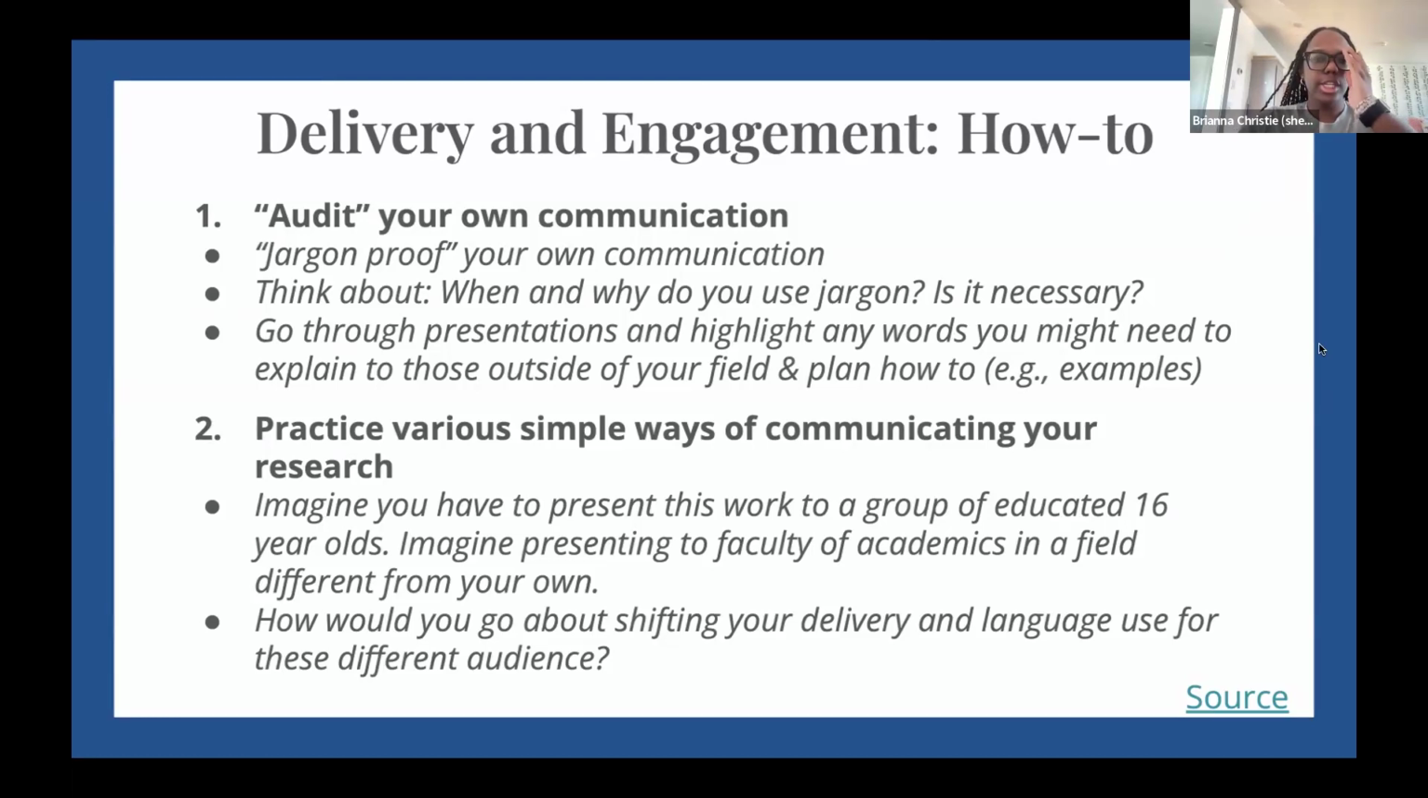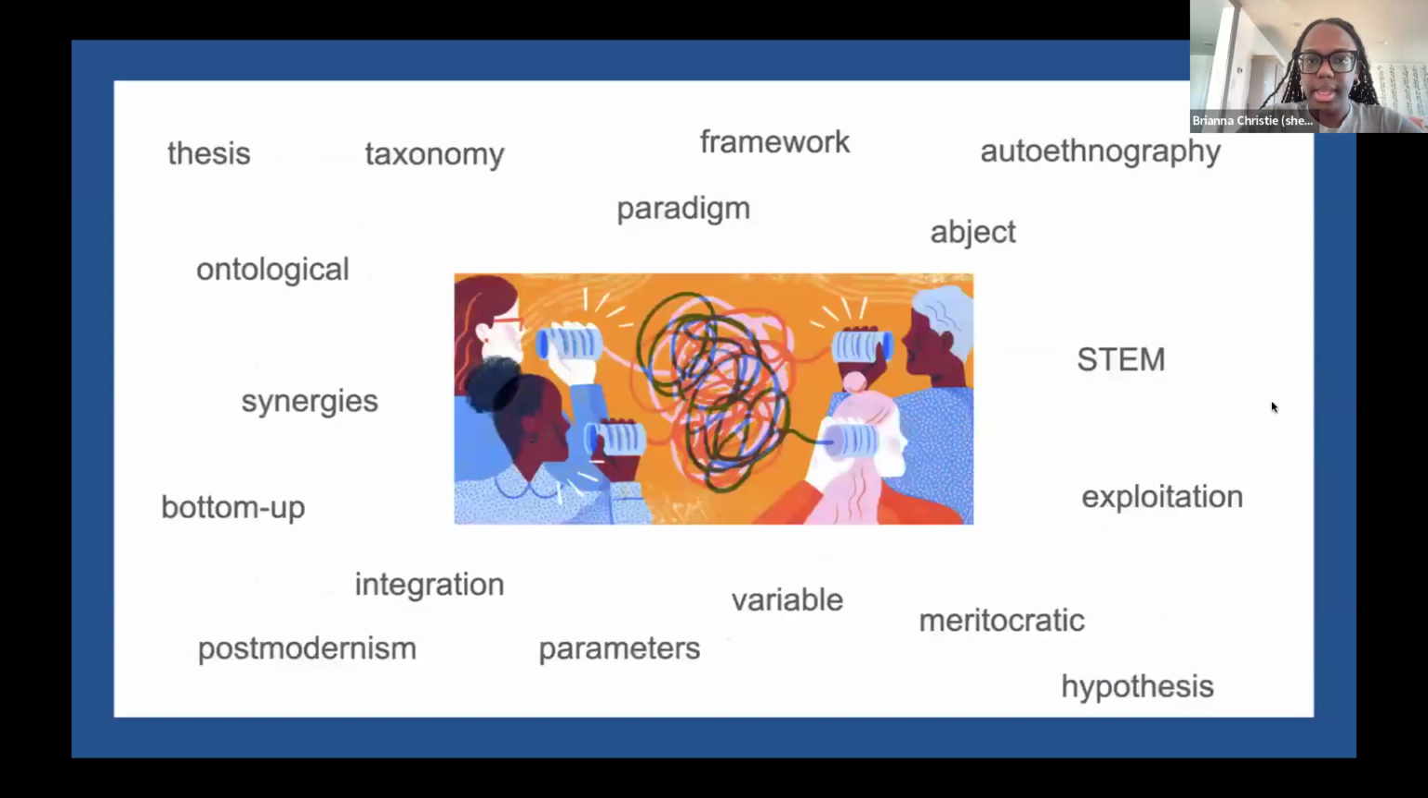And so we're going to dive into an activity. Just looking at this slide and these words, are there some that you know right off the bat? Are there some that aren't familiar to you? You don't have to put it in the chat just yet unless you want to, but just keep these in mind. Ontological, synergies, integration, parameters, variable, autoethnography, STEM, paradigm. Are there some that you know? Are there some that you don't? Just keep that in mind.